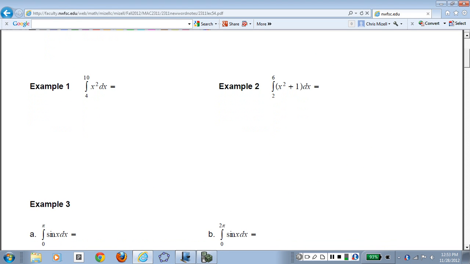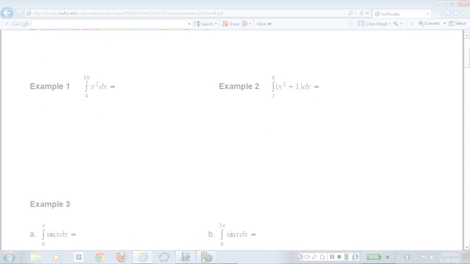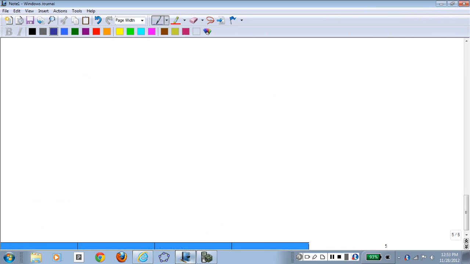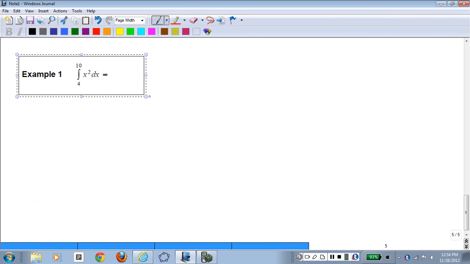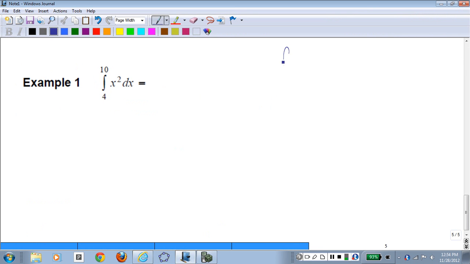Let's look at x squared and see what big F is going to be. Little f is x squared. So little f of x is x squared. What we need is a function big F of x that we can take the derivative of to get x squared as the answer. What can you take the derivative of to get x squared as the answer?